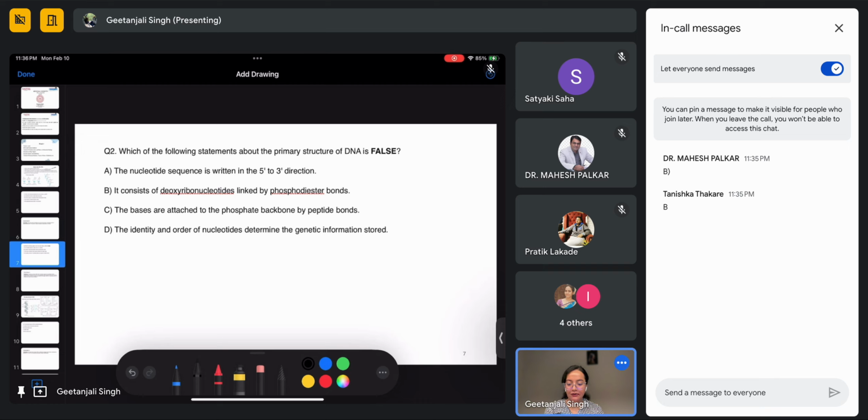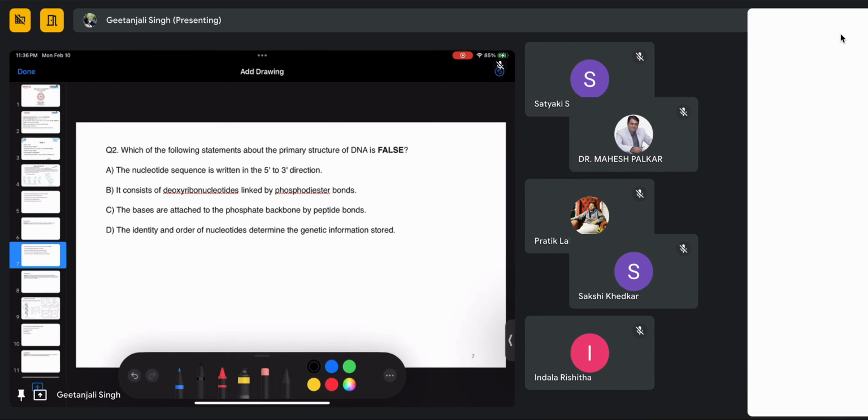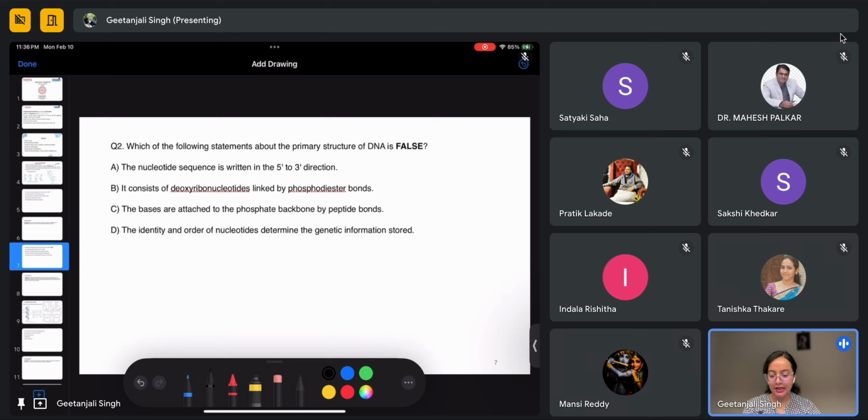Second question. Which of the following statements about the primary structure of DNA is false? A. The nucleotide sequence is written in 5 to 3 direction. B. It consists of deoxyribonucleotides linked by phosphodiester bonds. C. The bases are attached to the phosphate backbone by peptide bonds. D. The identity and order of nucleotides determine the genetic information stored.